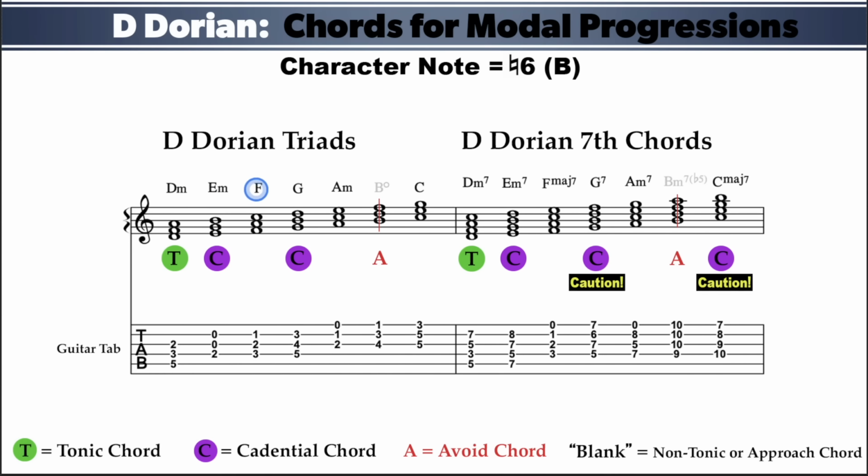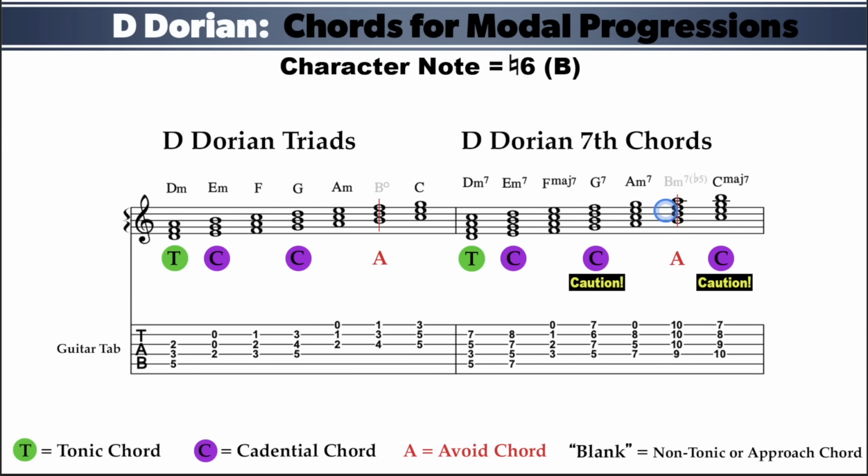Now these other chords that are not labeled are sometimes called non-tonic chords, and sometimes they're called approach chords because they can approach or precede either of the cadence chords. The diminished chord is an avoid chord in modal progressions. The G7 and C major 7 can also be considered avoid chords because it's really easy to accidentally cadence out of Dorian and into the key of C major if you use those chords.